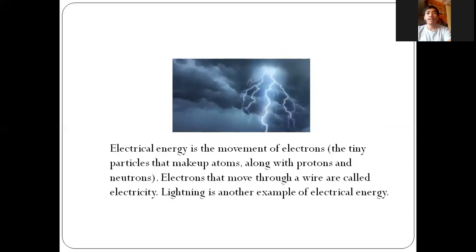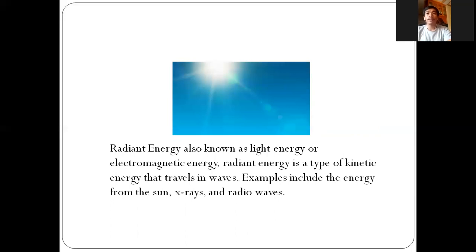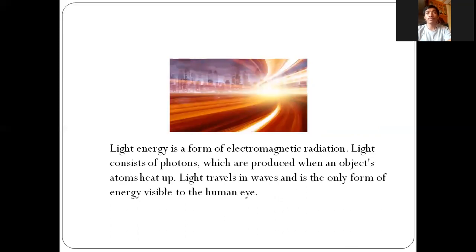Electrical energy. Electrical energy is the movement of electrons, the tiny particles that make up an atom, along with protons and neutrons. Electrons that move through a wire are called electricity. Lightning is another example of electrical energy. Radiant energy, also known as light energy or electromagnetic energy, is a type of kinetic energy that travels in waves. Examples include the energy from the sun, X-rays, and radio waves.